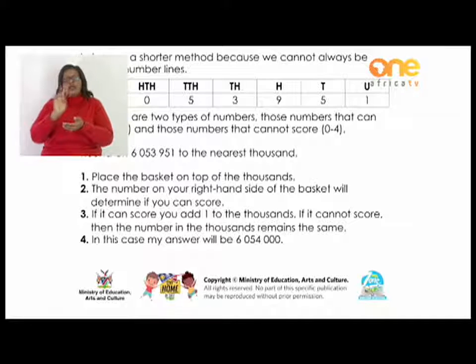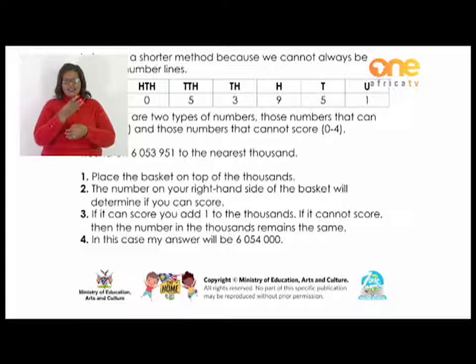Then the notes which are below. First, there are two types of numbers: those numbers that can score, between 5 and 9, and those numbers that cannot score, between 0 and 4. Round off 6,053,951 to the nearest 1,000. I will repeat that one again.